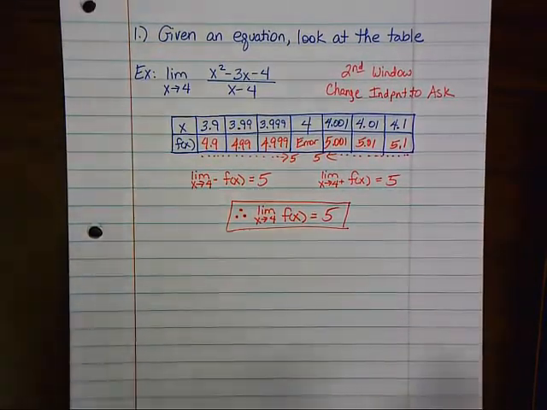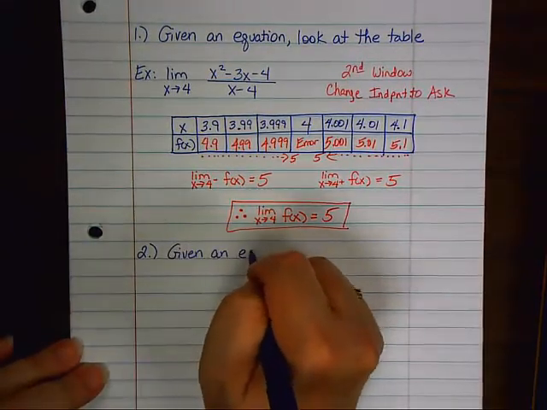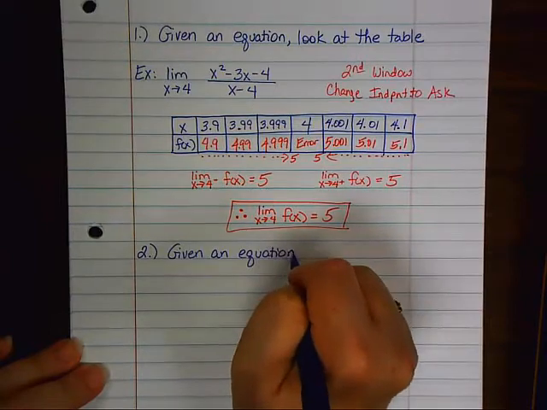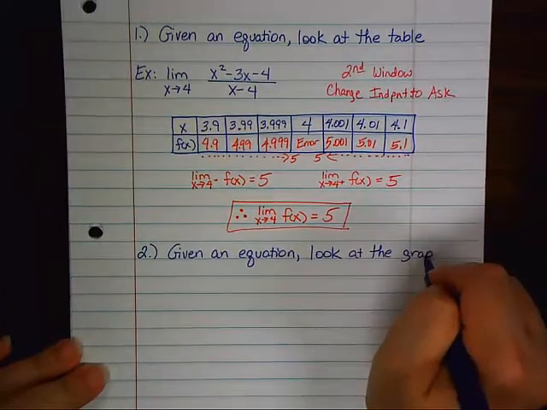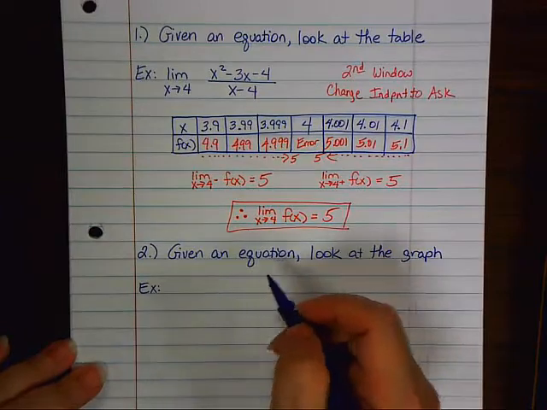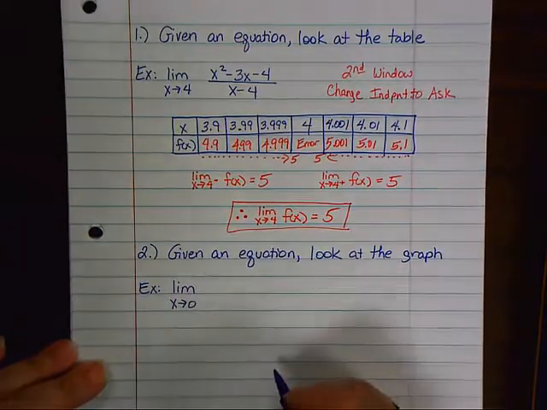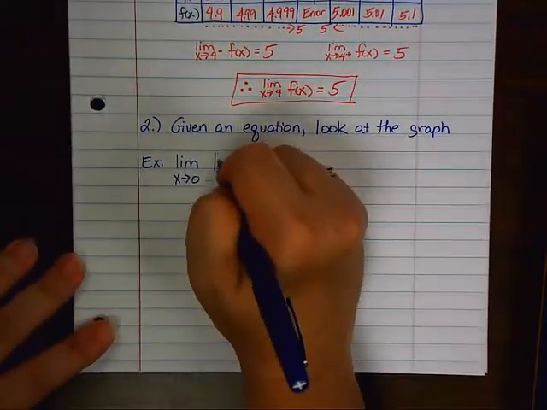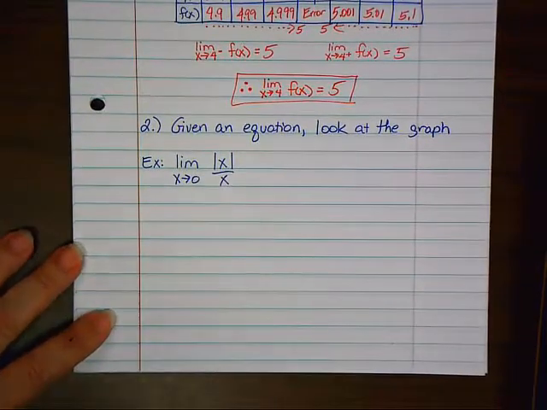Number 2. Given an equation, look at the graph. Actually, I'm going to do the limit as x approaches 0 of the absolute value of x divided by x. Now, we're not going to do a table this time. We're going to actually just look at the picture and do it with a picture. Okay?